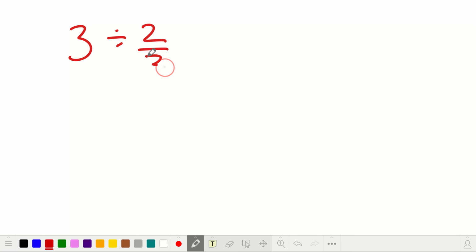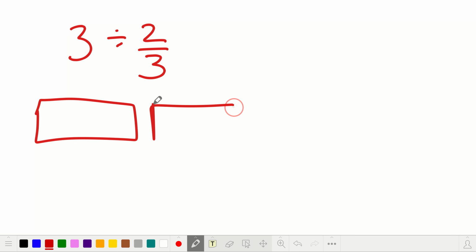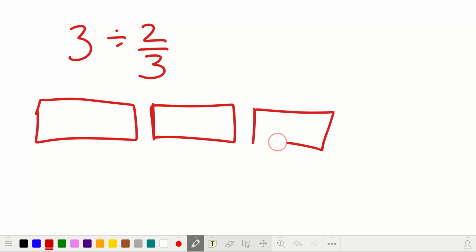Now moving on to something even more complicated than that, let's try 3 divided by 2/3. So first, this is asking how many 2/3 are there in 3 wholes. So I'm going to draw 3 wholes: 1, 2, and 3. And then I'm going to split it into thirds just like before. I'm going to draw 2 lines in each.